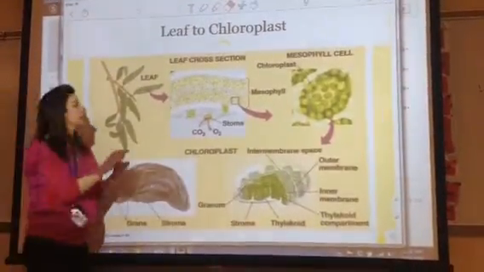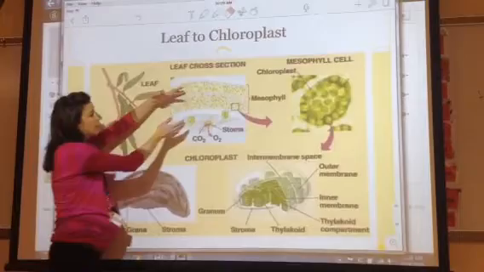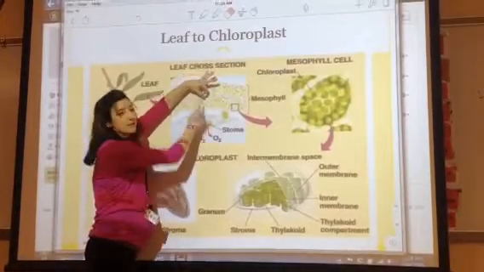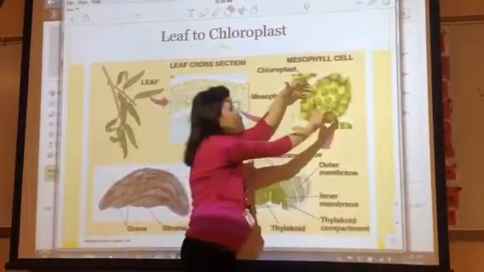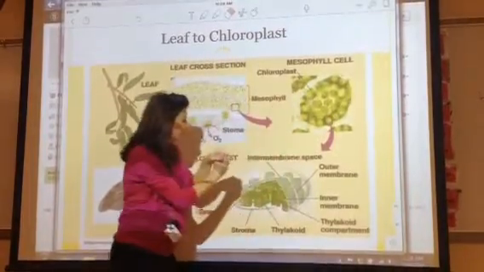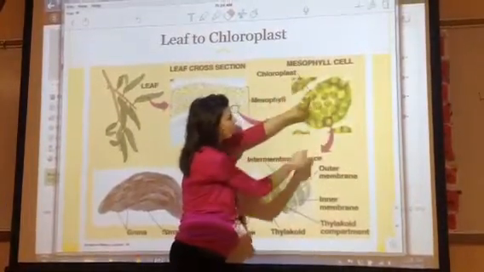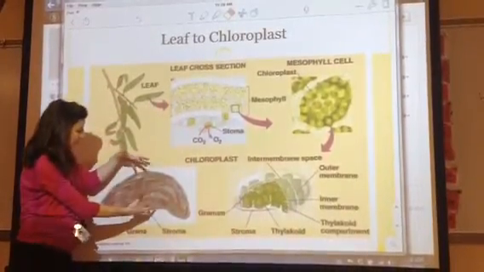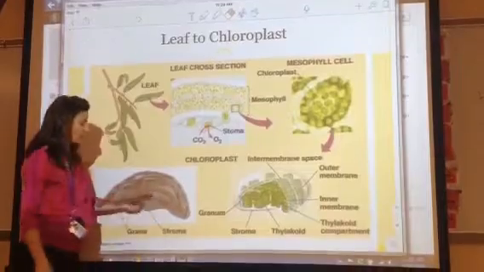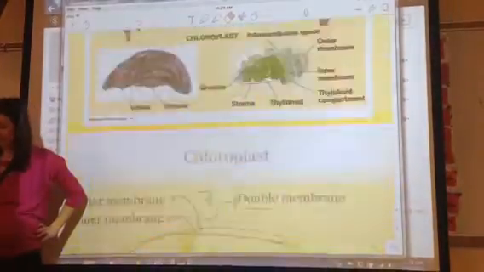If you were to look at a leaf, here's your big leaf, here's the cross section, this is a cell, all these little green dots are your chloroplast. Here's your chloroplast, a real picture. No, that's a cell, that's a chloroplast. Here's your chloroplast, and that's a real picture right there of what it really looks like in a microscope.